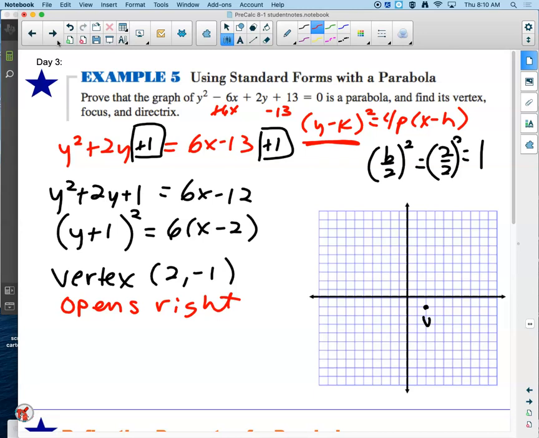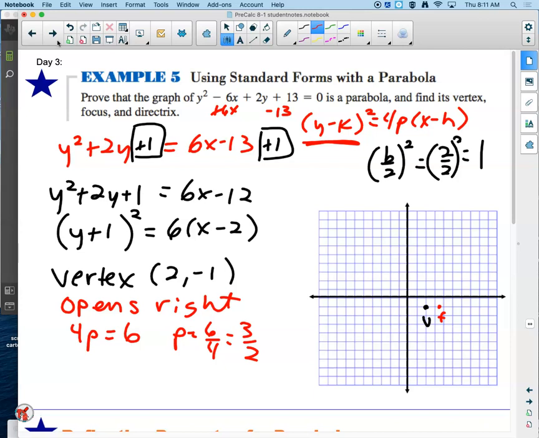But I need to know, how far am I talking about from that vertex to what I need for the focus and the directrix? And that comes from the 4p equaling a 6. So 4p equals 6, well then our directed distance is 6/4, which reduces to 3/2 or 1 1/2. So knowing that it has to open to the right, I'm going to go to my vertex and go 1.5 units to the right and find my focus.